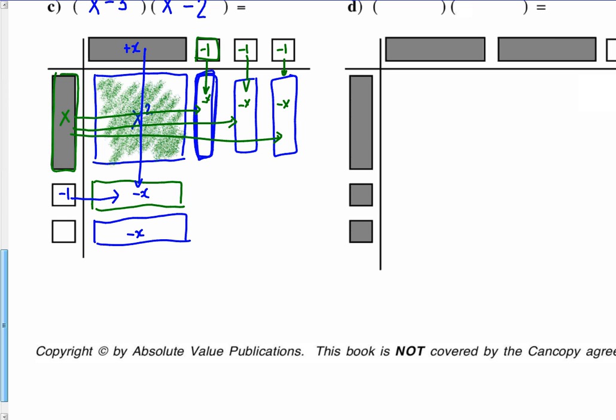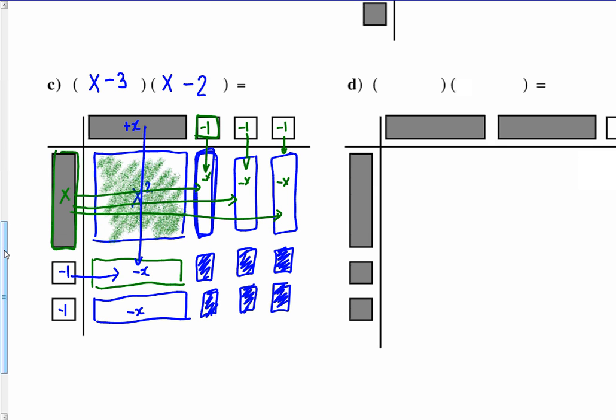It's getting messy now. Okay, what about negative 1 times a negative 1? What's that going to make? Yay! Positive. So those are shaded. Shade for the positive. 2 negatives. And since we have 3 and 2, it's going to make 6 positive 1s. So what's our solution? We have 1x squared minus 5x's and plus 6.